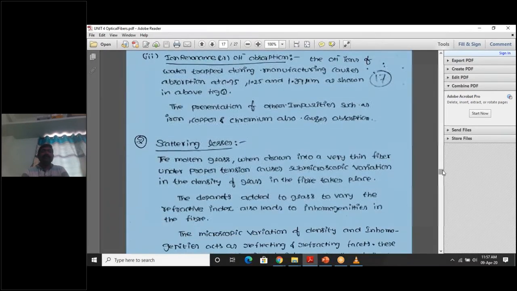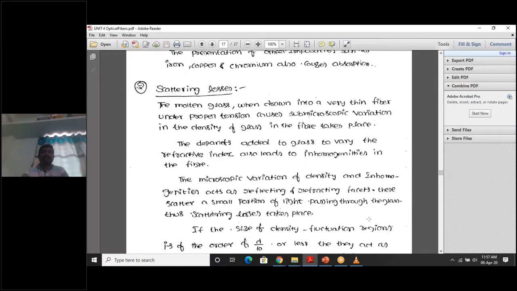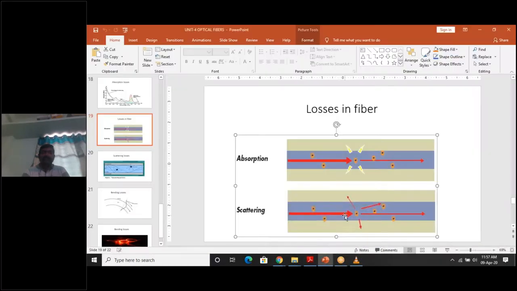First kind of losses. Next one is scattering losses. What are scattering losses? The second type of losses inside the optical fiber is scattering losses. Here I will show scattering losses. This is scattering. It is also a manufacturing defect. During the manufacturing of the core, silica will be heated and converted from solid form to liquid form. That liquefied silica will be drawn into narrow wires. Those wires are called the core. To draw narrow wires, we have to apply tension at the two ends.